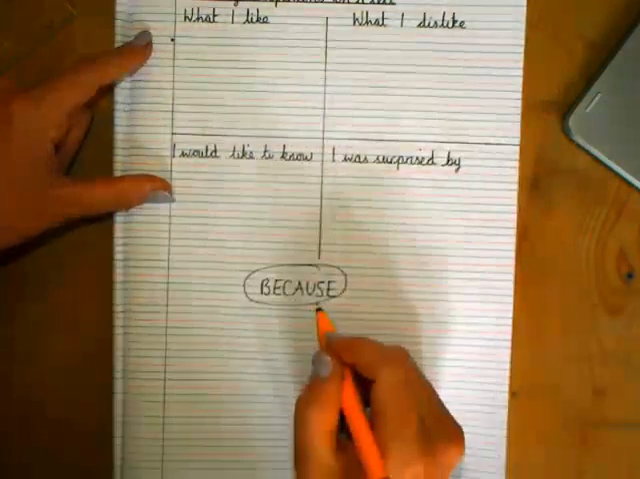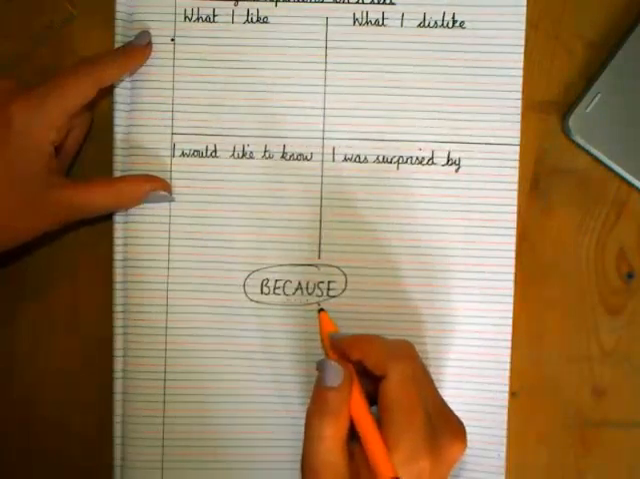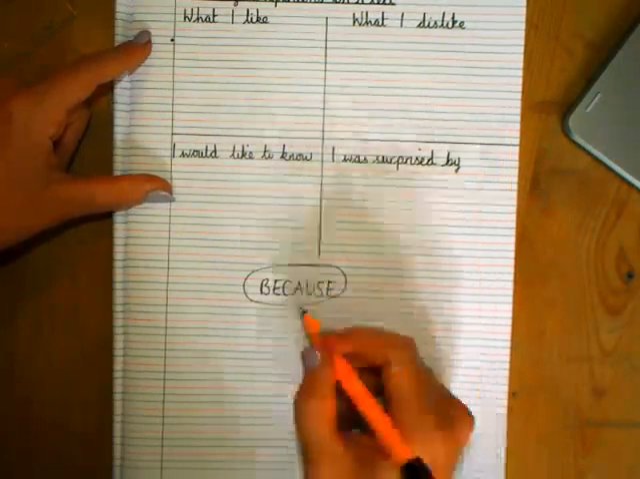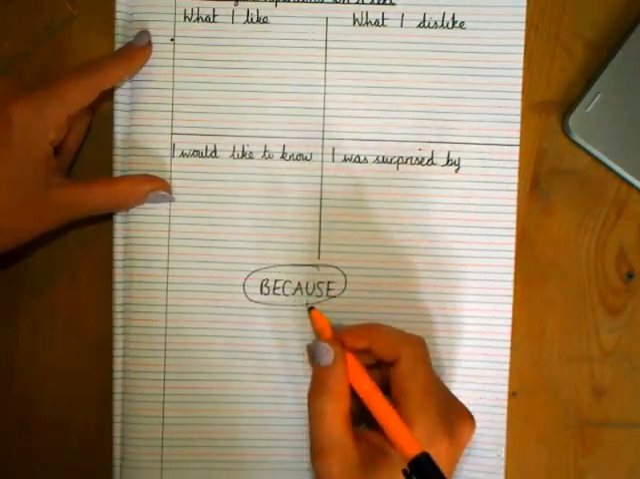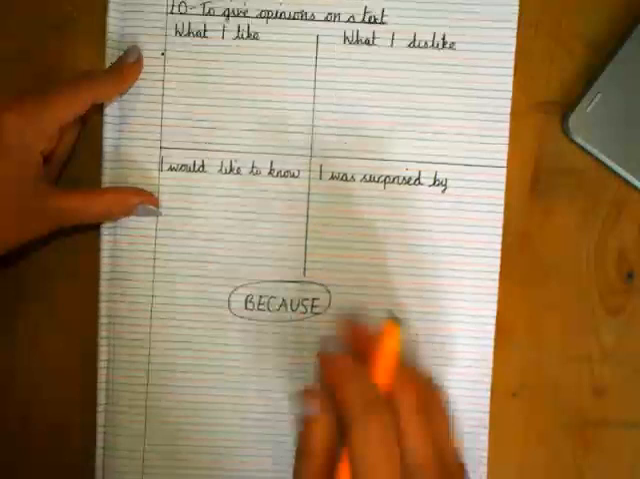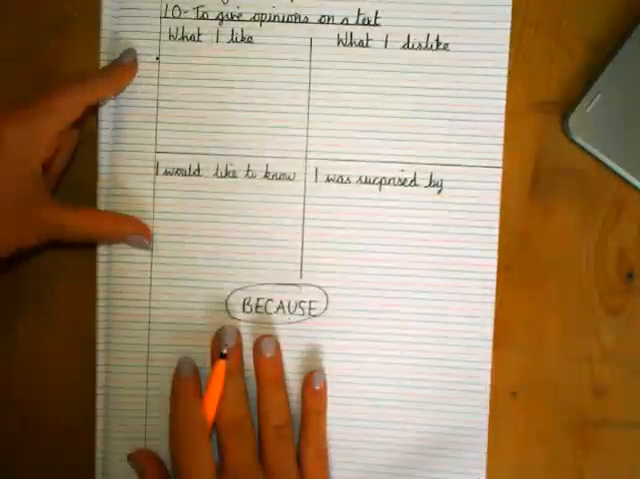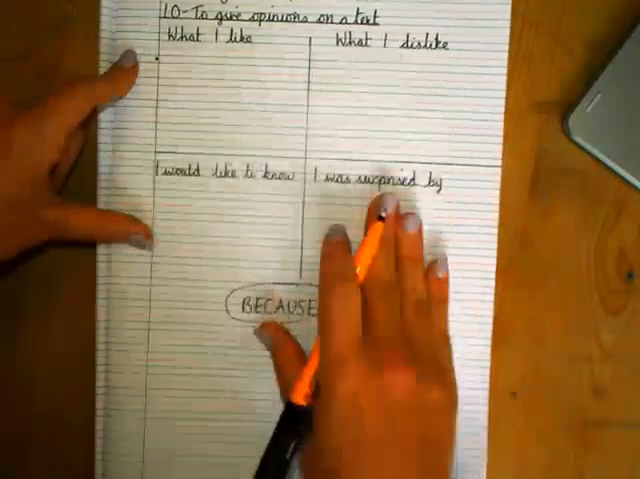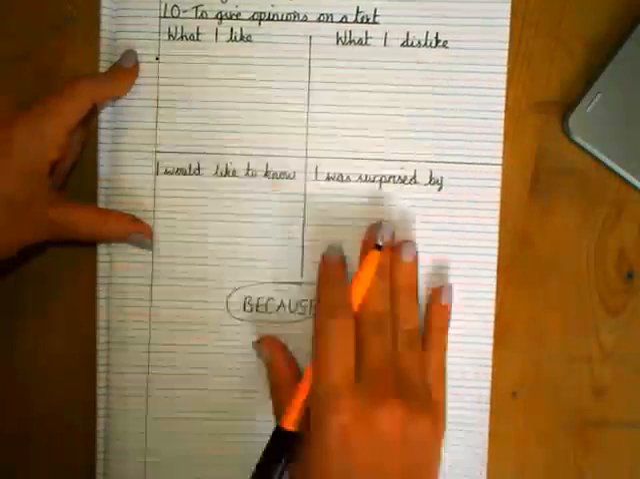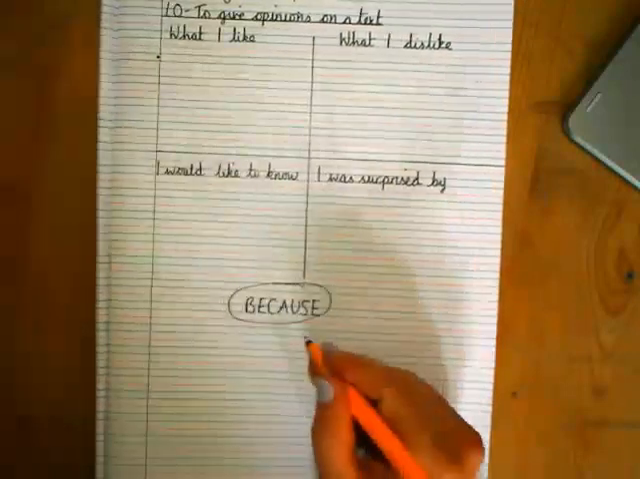So the word because is key when you are giving your analysis or your review on something because it backs up your ideas, okay? So this is how your page, your work should look at the end of today's lesson. Your four thoughts, or your four subtitle thoughts in your grid, and then your review underneath.